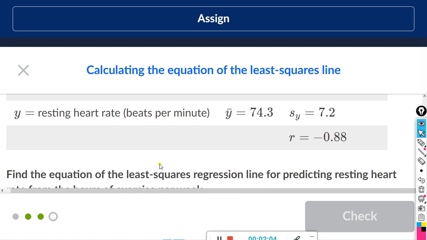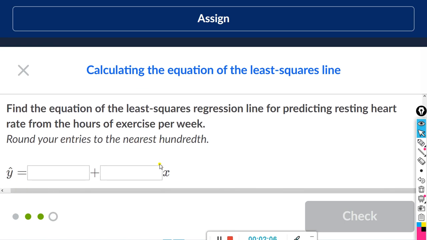Anyhow, given this data, we basically want to write the line equation. Okay, it says find the equation of least squares regression line, fancy name, for predicting resting heart rate from the hours of exercise per week. So basically, this is just a line equation, y equals mx plus b. The only difference is it's in the form of y equals b plus mx. Not sure why they do that, but nevertheless, we're just writing the line equation.